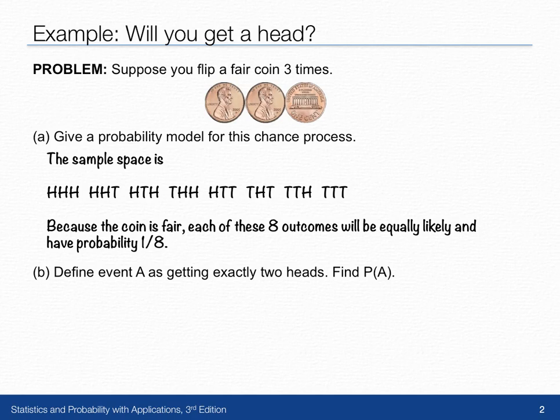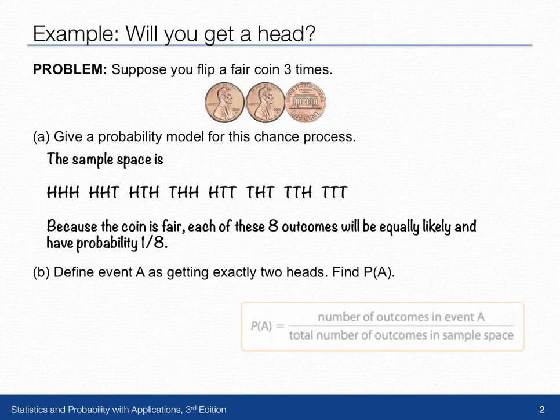have 8 possible outcomes. Next, define event A as getting exactly 2 heads and find the probability of A. Well, recall, the probability of an event is the number of outcomes in that event divided by the total number of outcomes in the sample space. We know there are 8 total outcomes in our sample space, so what we need to do is figure out how many outcomes there are in event A, the event where we get exactly 2 heads.